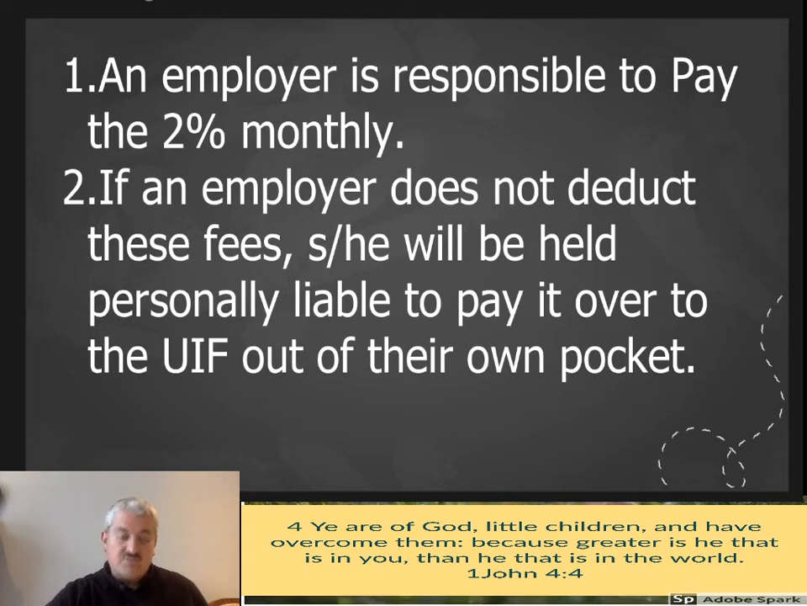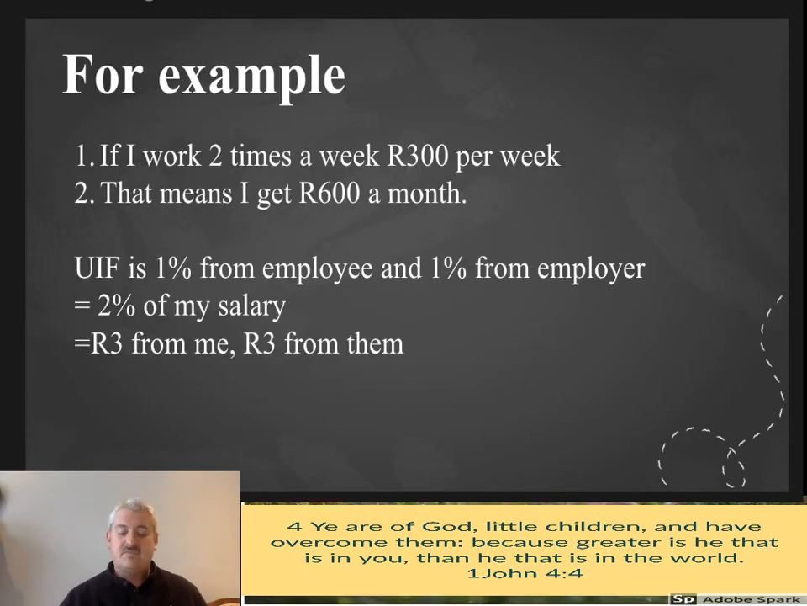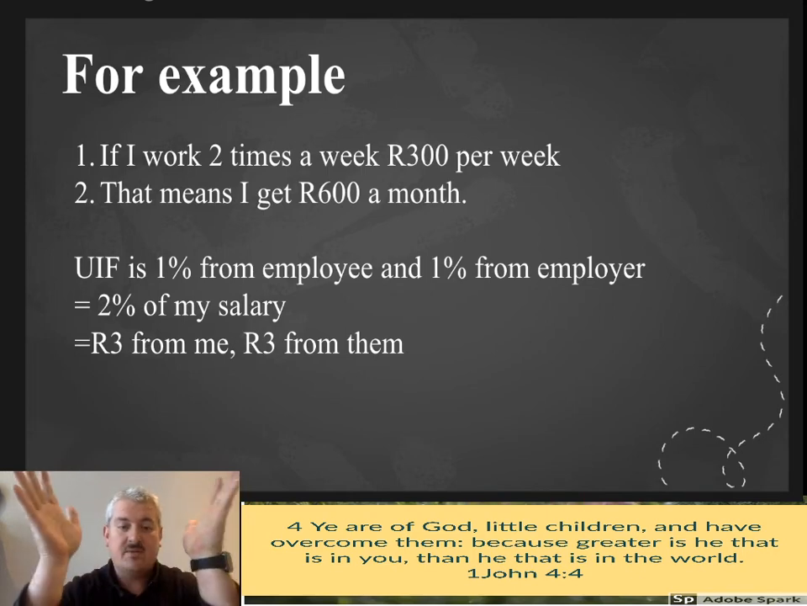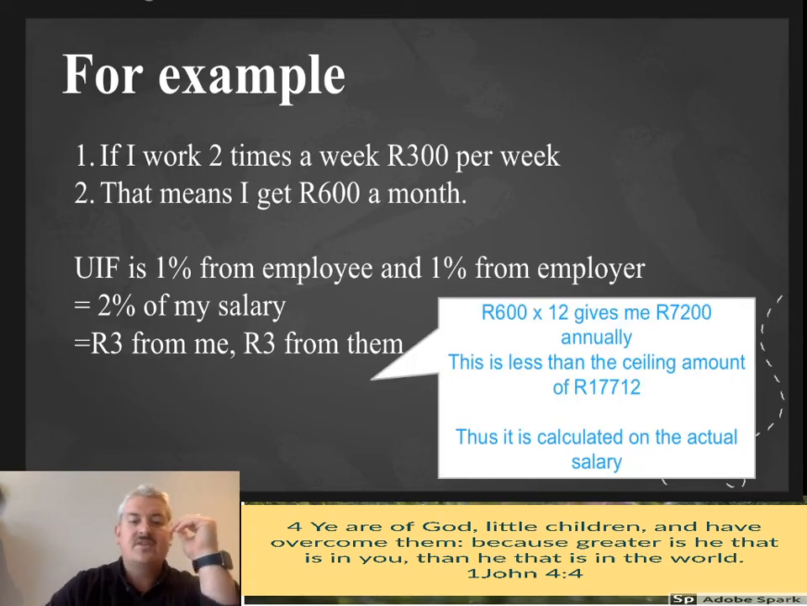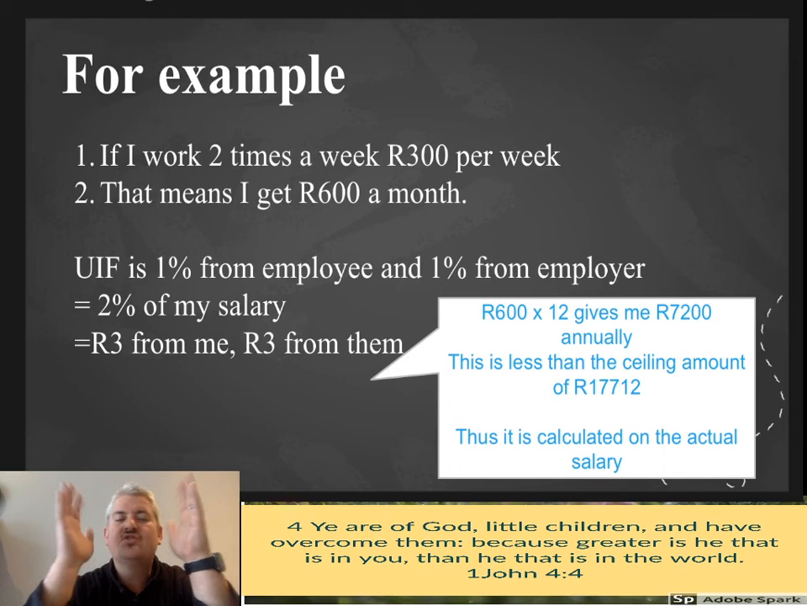Gentlemen, before you get too bored, let's quickly look at a couple of examples before we get into the book, because there are some nice exercises I want you to do, and then you're also going to do the revision exercise. Now, if I work 2 times a week for 300 Rand a week, that means I get 600 Rand a month. UIF is 1% from the employee and 1% from the employer. That's 2% of my salary. So that's 3 Rand from me and 3 Rand from them. So 600 times 12 gives us 7,200 annually.